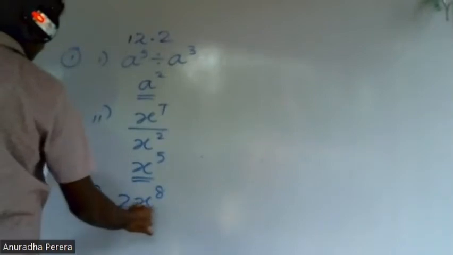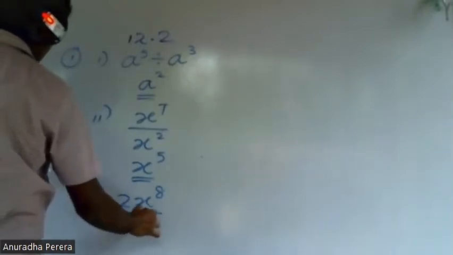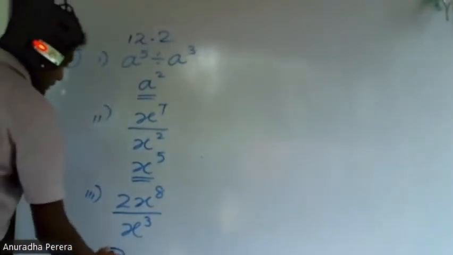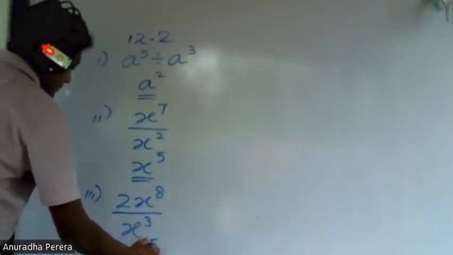You can write this as, then divide it. 2, X to the power 5. This is the answer, 2x to the power 5.